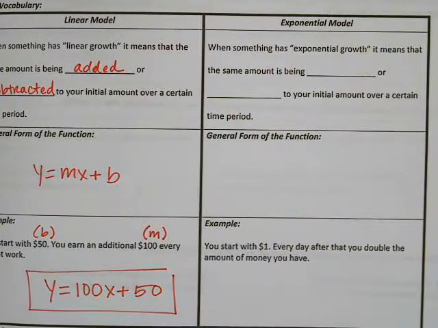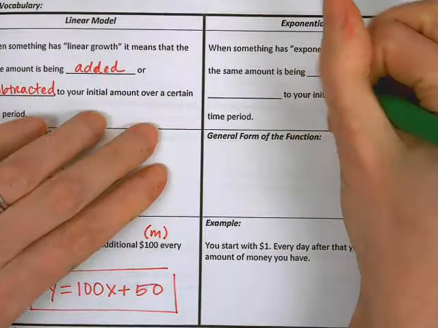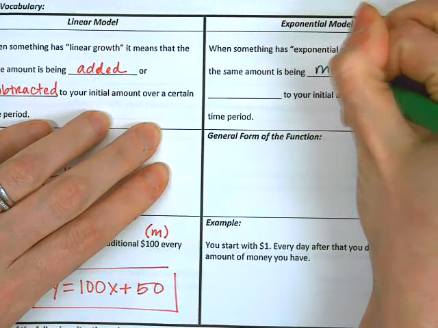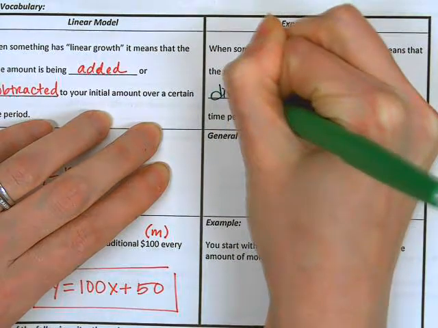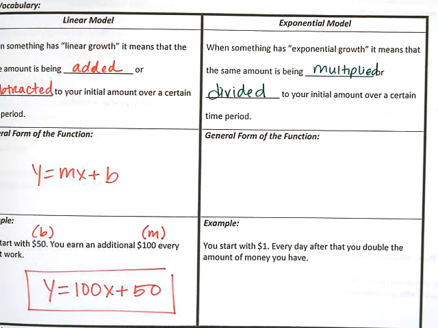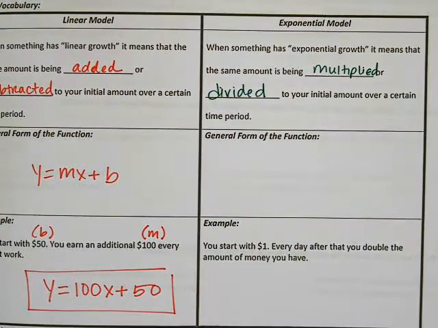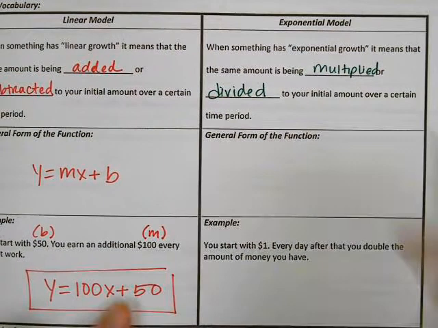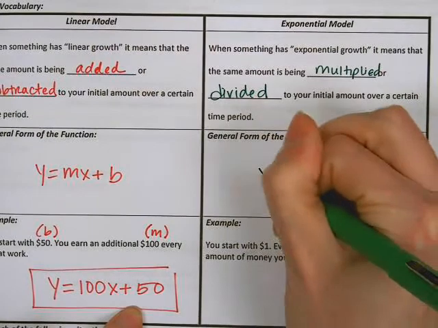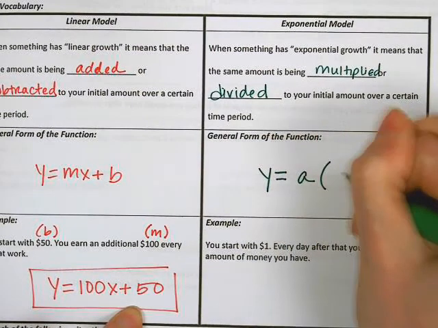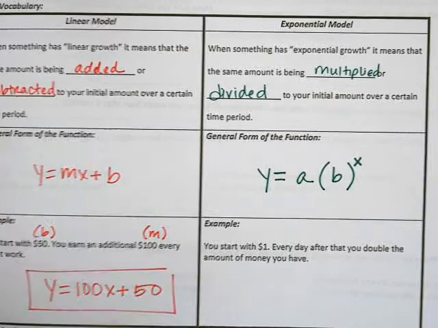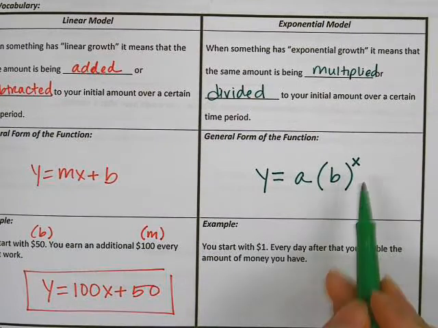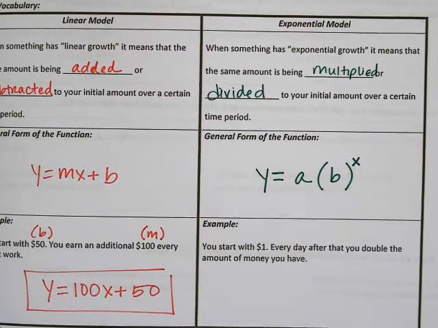Now, exponential, on the other hand, is when the same amount is being multiplied or divided over a certain period of time. And it's a different form, obviously. Exponential models are of the form y equals a times b to the, let's put x power. Sometimes they put t because it's usually time, but we'll just put x.